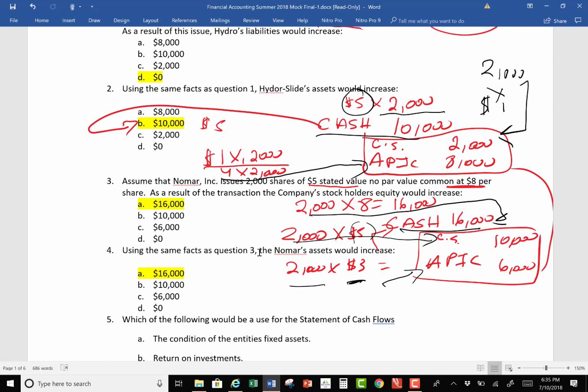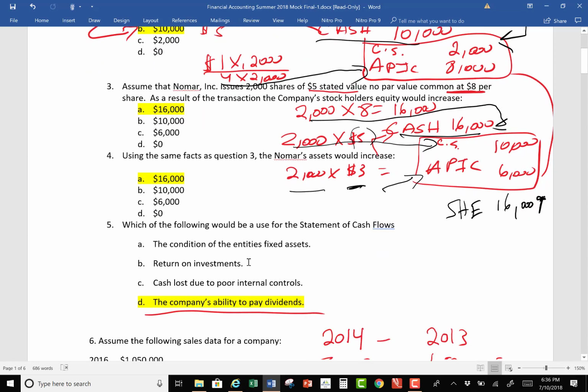Stockholders' equity is made up of common stock, retained earnings, and additional paid-in capital, isn't it? The retained earnings is never affected by a stock transaction. We have the common stock and the increase in the APIC that's going to affect my stockholders' equity, an increase of 16,000, right? Okay, good.